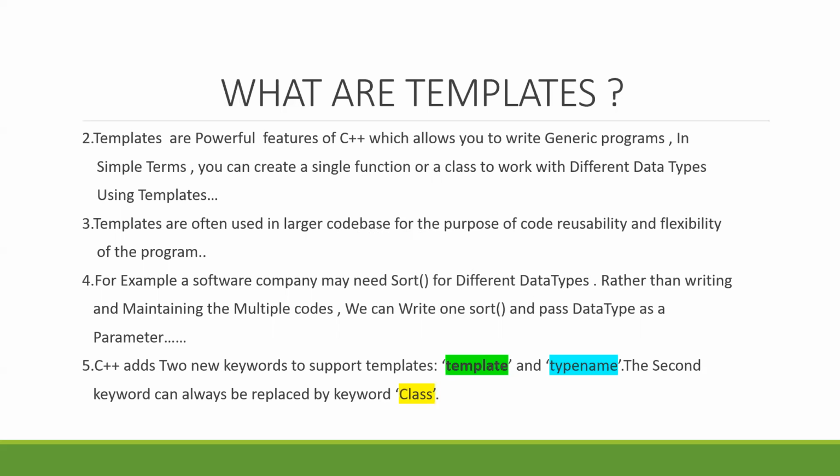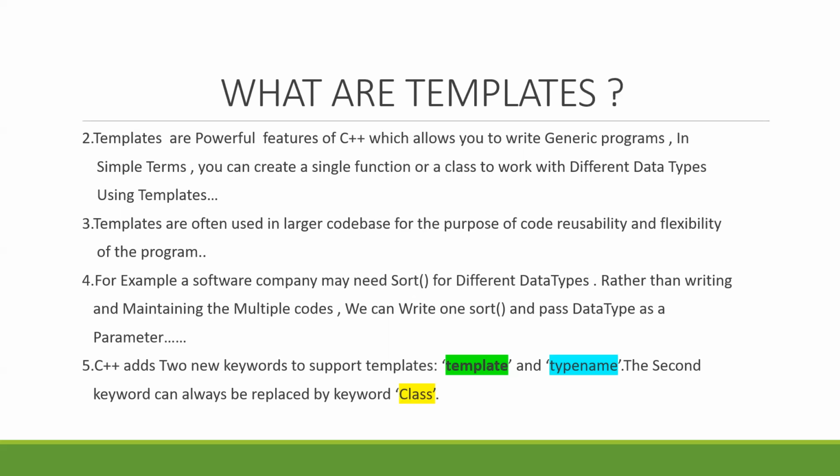In C++, two new keywords are added to support templates: the word template and typename. Later, this typename is replaced by the keyword class. Make a note that this keyword class is entirely different from the classes we use, I mean class bodies. Those class bodies are entirely different from this keyword class. Don't get confused by this keyword class and class bodies, as that will cause confusion.